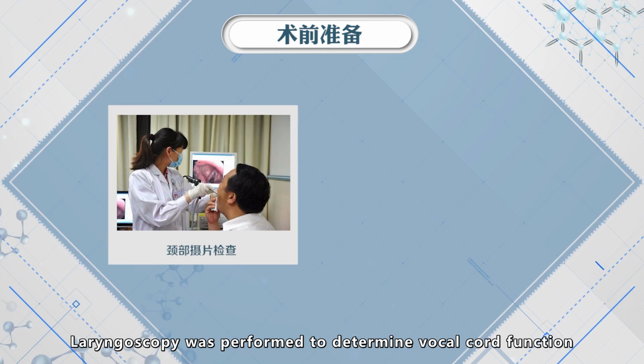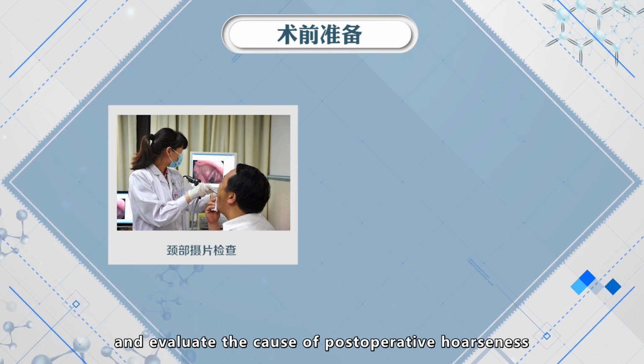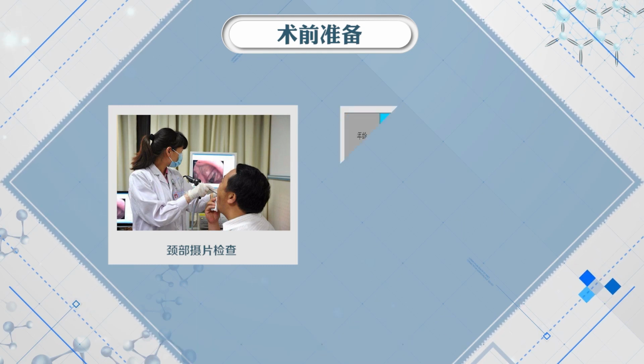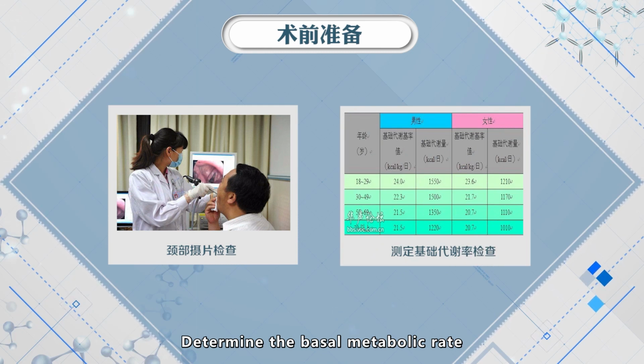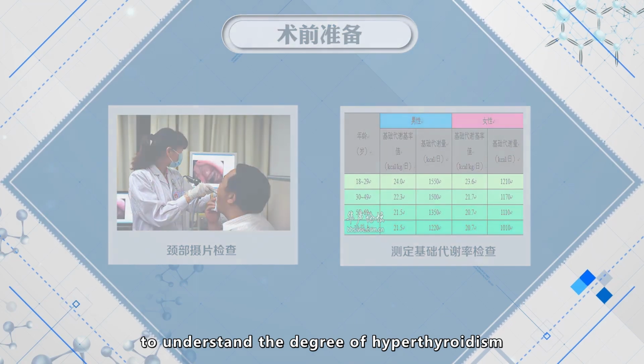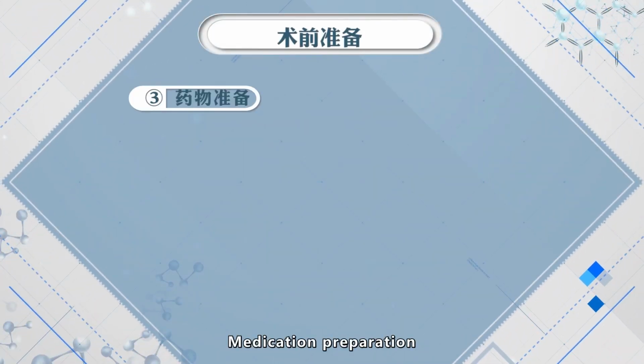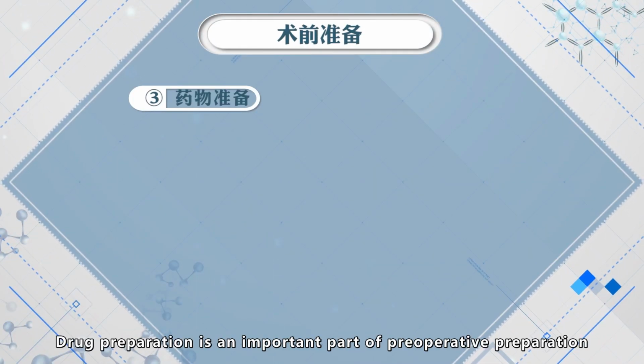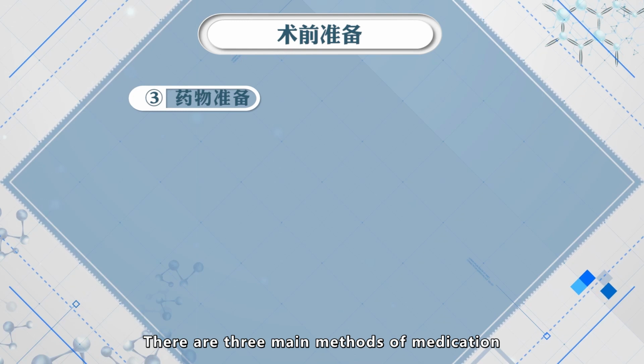Laryngoscopy was performed to determine vocal cord function and evaluate the cause of postoperative hoarseness. Determine the basal metabolic rate to understand the degree of hyperthyroidism. Medication preparation. Drug preparation is an important part of preoperative preparation. There are three main methods of medication.